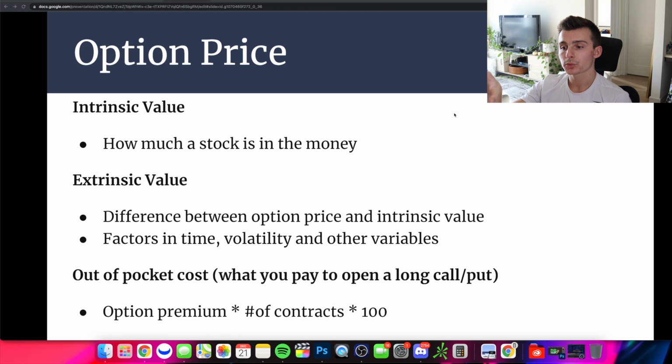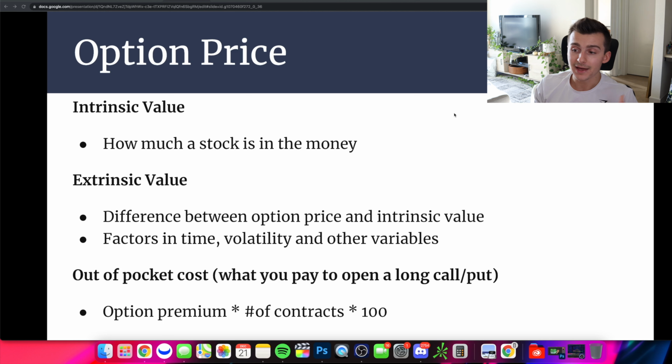Now, real quick on intrinsic versus extrinsic value, okay? So intrinsic value is essentially how much a stock is in the money. What is the actual value relative to the strike? So like we talked about just a second ago, calls and puts, that's the intrinsic value, okay? It's the difference essentially between how far in the money, how many dollars or how many cents in the money versus that strike price. That's your intrinsic value of that option.